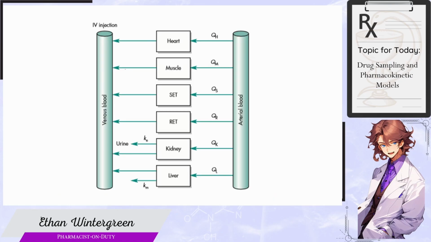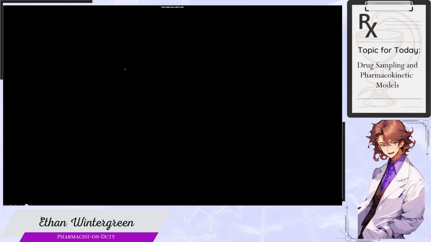So this is how a physiologically based model is used. There is a blood flow, other parts of the body, and how blood flows from one part of the body to another. And that is it for our drug sampling and pharmacokinetic models.